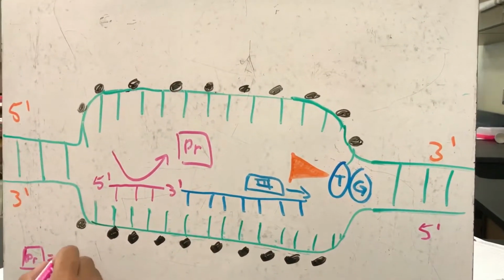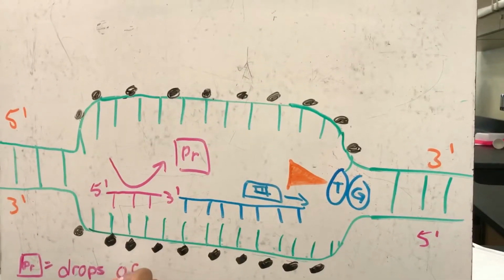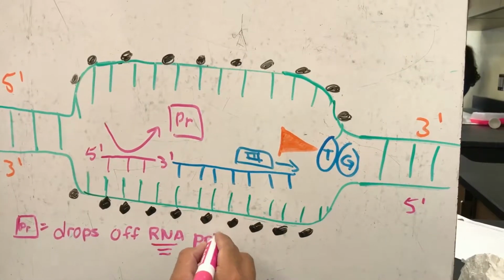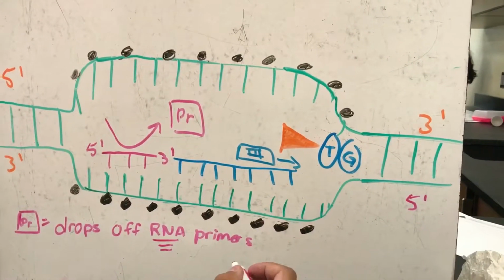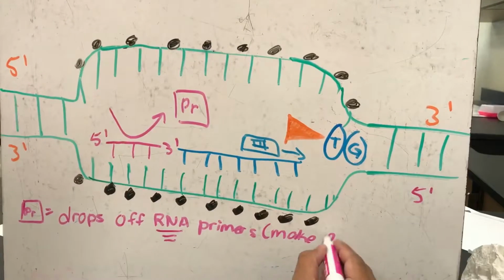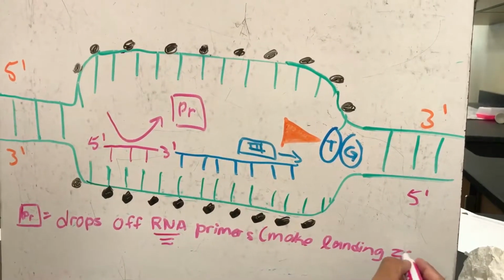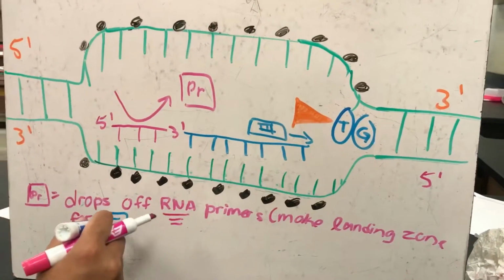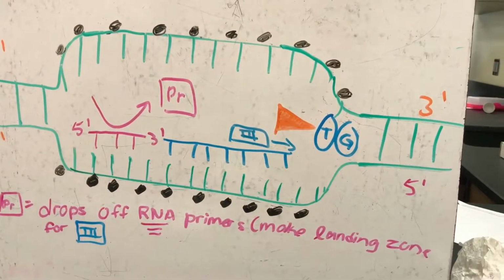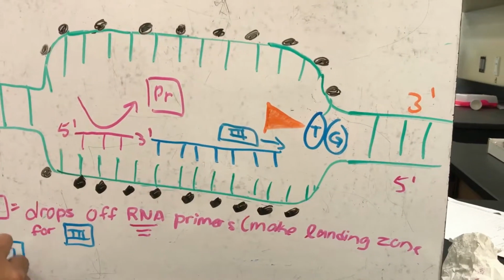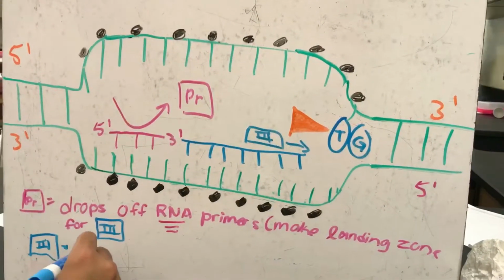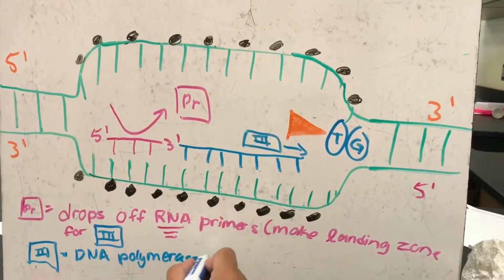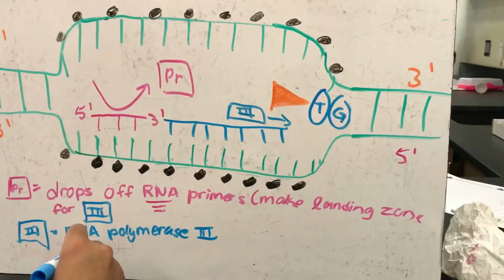Again, the blue is DNA polymerase 3, in which it creates complementary bases depending on the DNA it's reading. So if the original DNA says A, then the polymerase puts T. And an important thing to remember is that it reads from the 3' to the 5', and it writes from the 5' to the 3'. And primase, its job is to drop off the RNA primers, emphasis on RNA, to make a landing zone for actual DNA polymerase 3. Whereas DNA polymerase 3 starts at the landing zone, which is indicated by the pink, and again adds complementary bases.